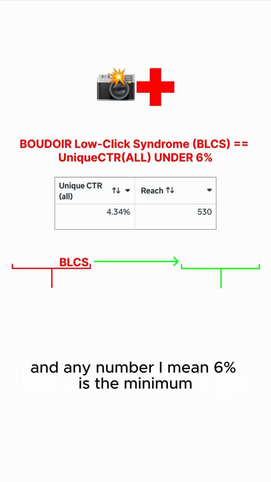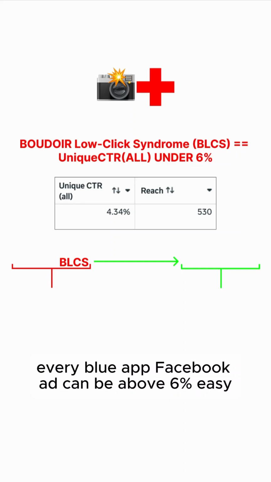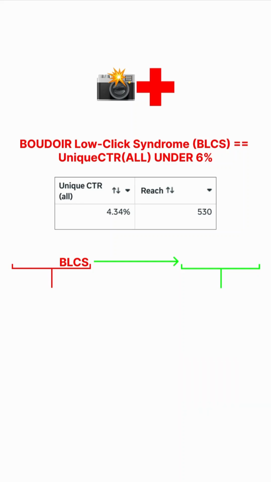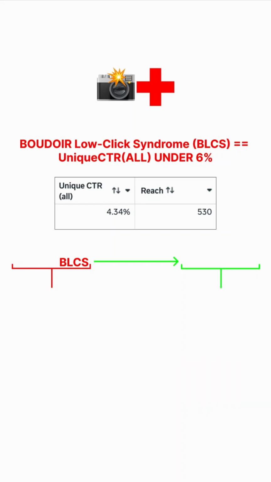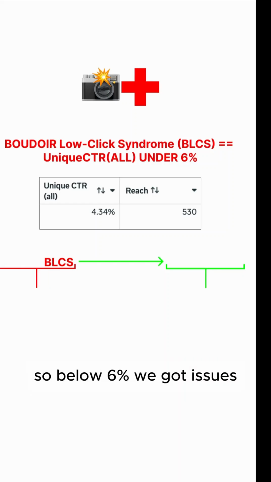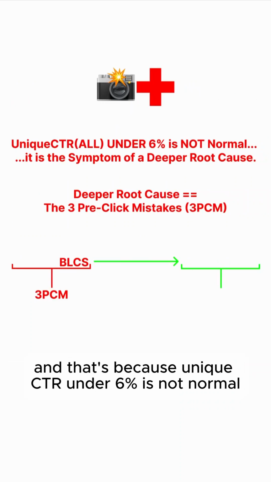And 6% is the minimum. Every Boudoir Facebook ad can be above 6% easy. Even if I put in no effort, I get it above 6%, 100% of the time. So below 6%, we got issues, and that's because unique CTR under 6% is not normal.